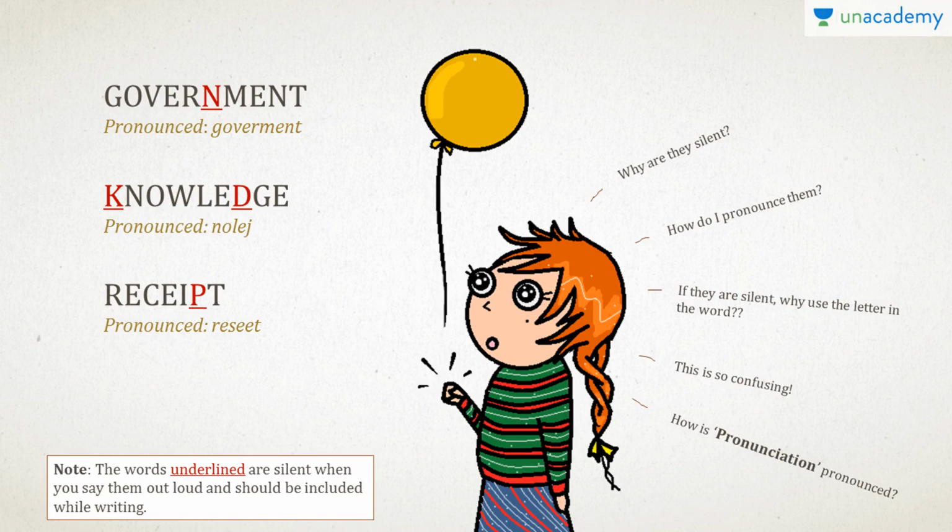Oftentimes, we tend to make spelling mistakes when a letter in a particular word is silent. If you remember, in part 1 of this lesson, we had seen some silent letter words like government, knowledge, and receipt, where in government, N is silent, so the pronunciation is government. In knowledge, the K and D are silent, and in receipt, the letter P is silent.